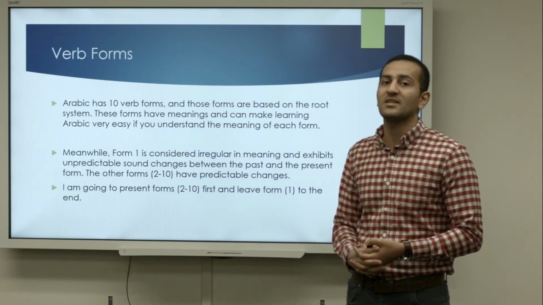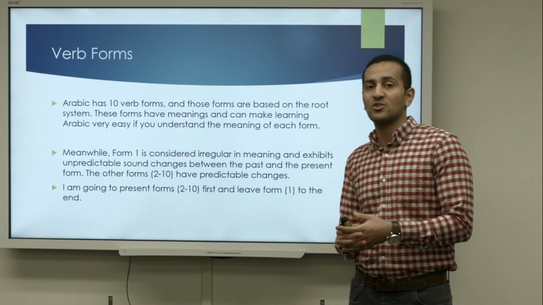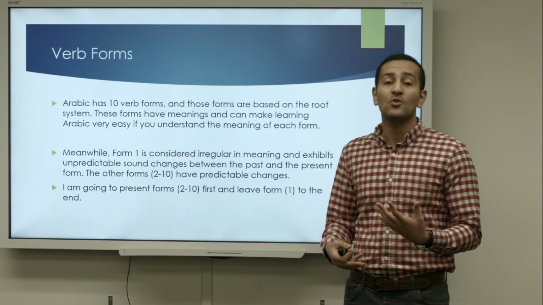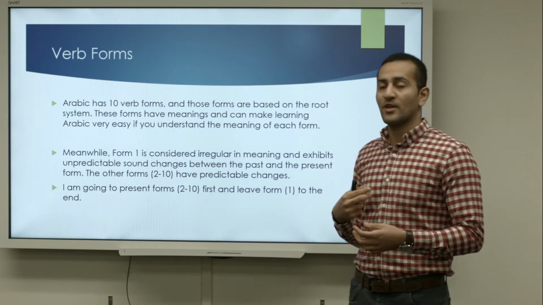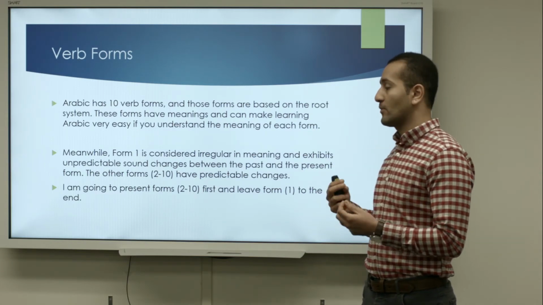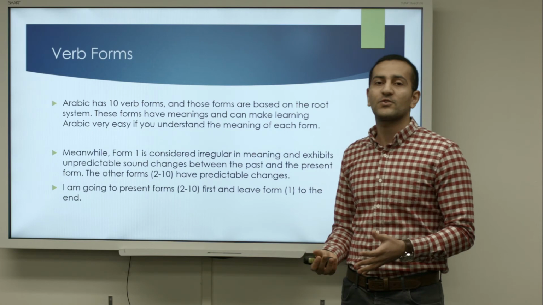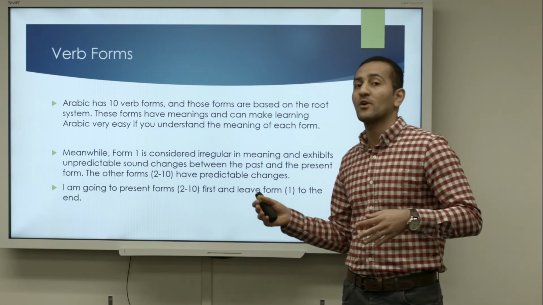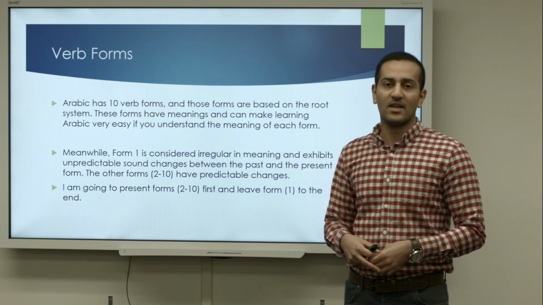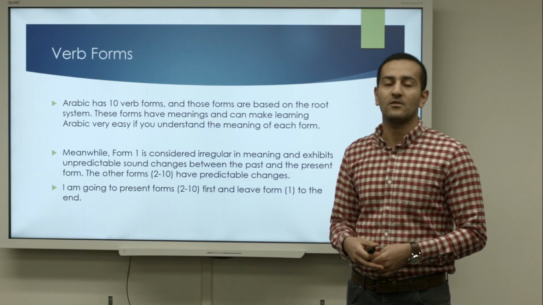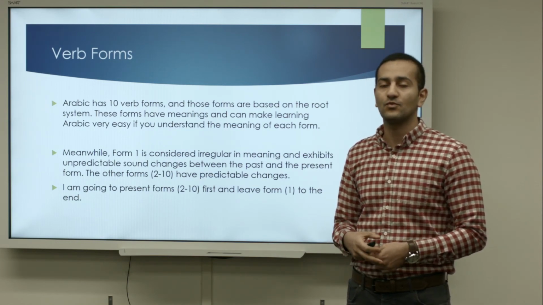There is usually an irregularity and sound changes between the past and the present, which doesn't happen in other forms. That's why we are going to start with verb forms 2 to 10 first, and then after we finish those, we are going to talk about form 1, because you will have a better understanding of what is going on after we talk about forms 2 to 10.